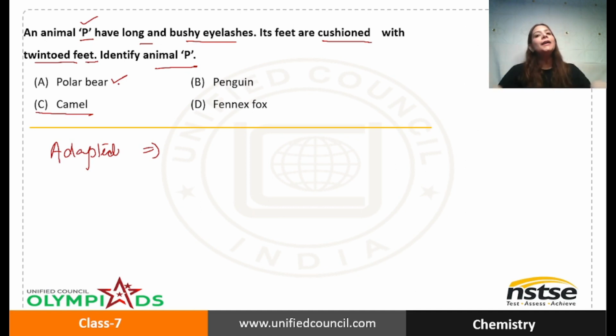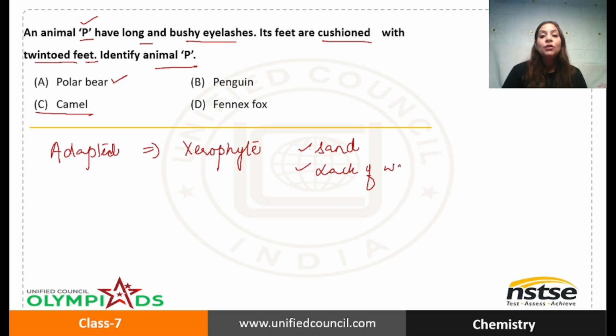Same way, we cannot live inside the water, but fishes can, because they have certain features that enable them to survive well inside the water. Same way, if I talk about the camel, the camel is a xerophyte, that means a desert-living animal. And we know that in the desert there is sand all around, there is lack of water, very little rain, and there is lack of food even.